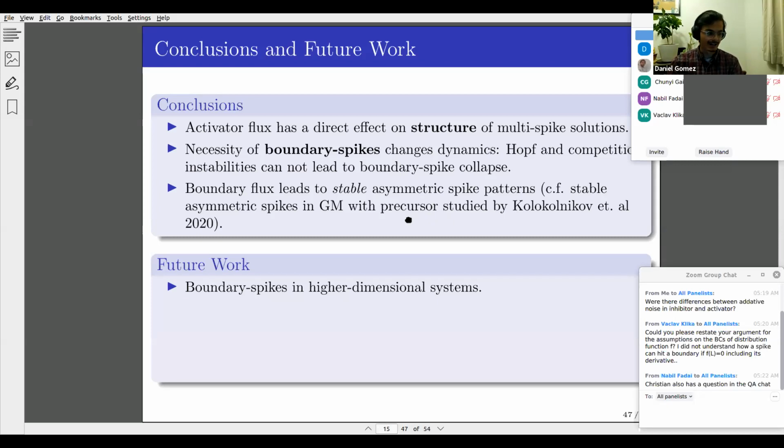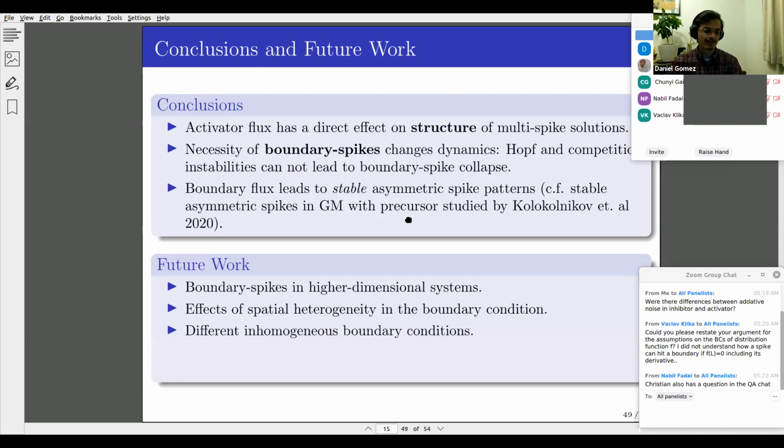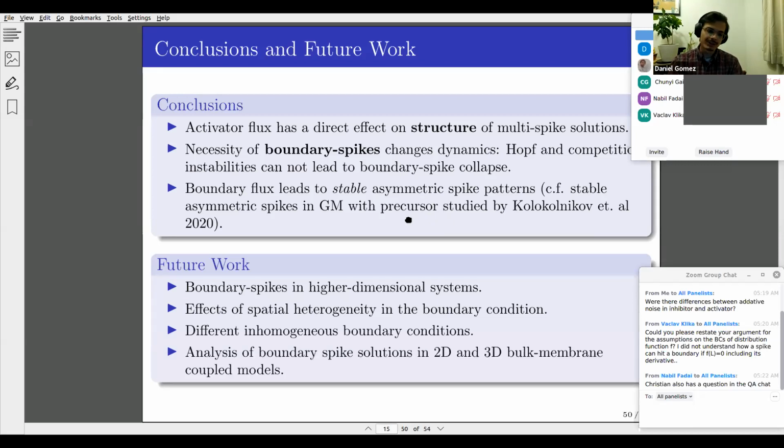Obviously, considering this in higher dimensions is a good future problem, but also considering spatial heterogeneities around the boundary. So this would be most relevant, I would say, in 2 or 3 dimensions. Considering different types of inhomogeneities would be worthwhile. And also using these ideas to figure out, with bulk-membrane coupled problems, what are the new phenomena occurring because of bulk-membrane coupling and which ones are occurring just because we start to have inhomogeneous boundary conditions. So thank you for your time.